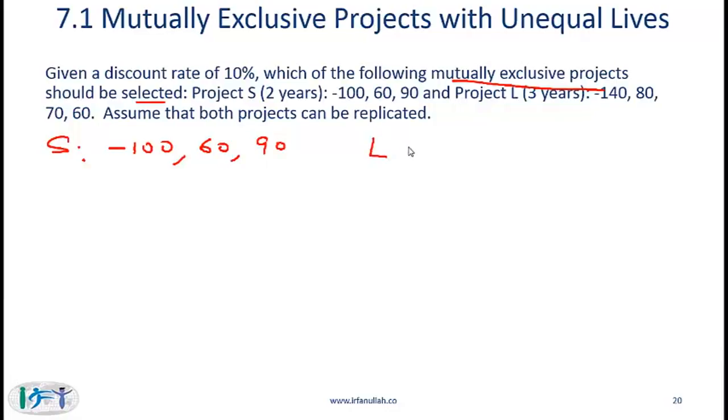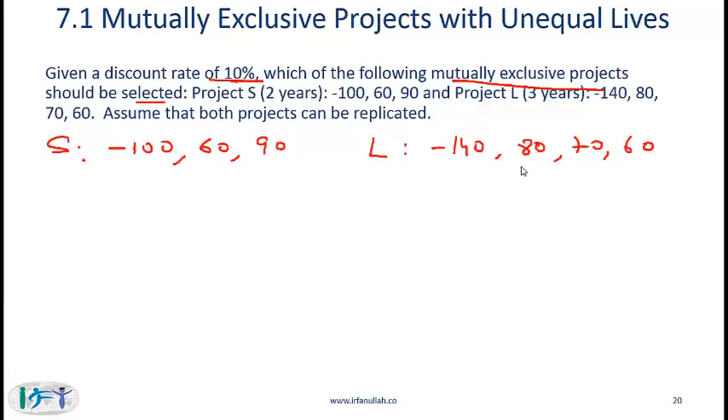The other project is project L, where the initial investment is 140, and then you get 80 at the end of year 1, 70 at the end of year 2, and 60 at the end of year 3. Given a discount rate of 10%, and also assume that these projects can be replicated. It is a simplistic assumption, but what that means is that at the end of year 2, you can do project S again by again investing 100, and then you will get the same cash flow over the next 2 years. Similarly, project L can also be repeated.